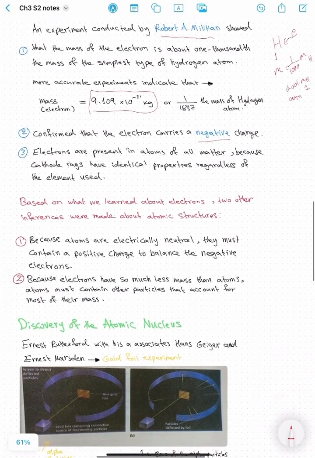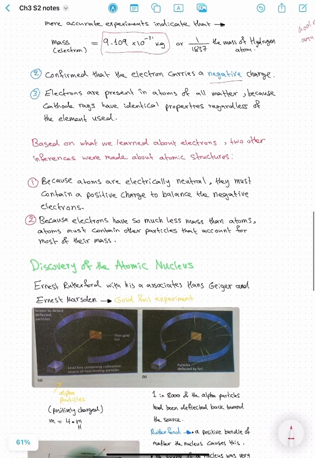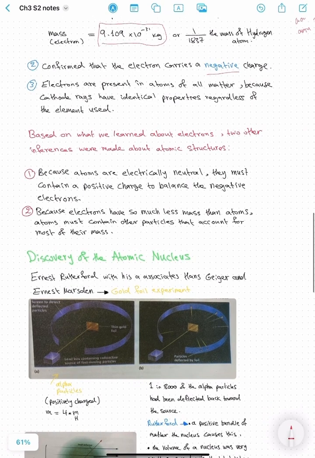So based on what we have learned about electrons, we have 2 other inferences made about the atomic structure. We have 2 other points to discuss. Number 1, because atoms are electrically neutral, meaning they have no charge, 0 charge. If you have electrons which are negative, something else should be there which should be positive in order to give us this neutral charge or 0 charge.